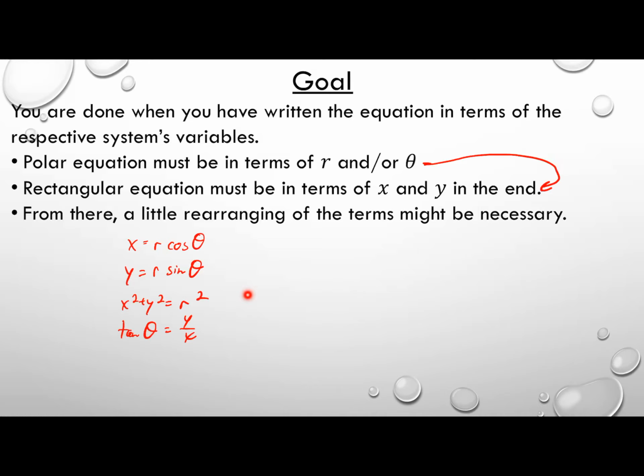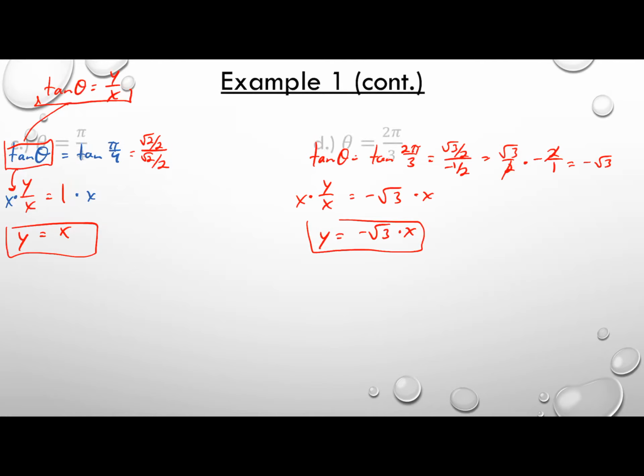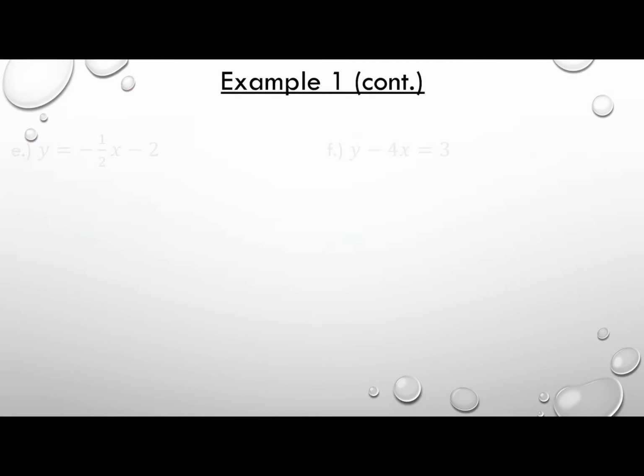All right, so let's look at a few examples. Last time we skipped over a few because I was saving them for this lesson. So E and F: y is equal to negative 1/2 x minus 2, and y minus 4x is equal to 3. Let's see what we can do with these equations to rewrite them in terms of r and theta.